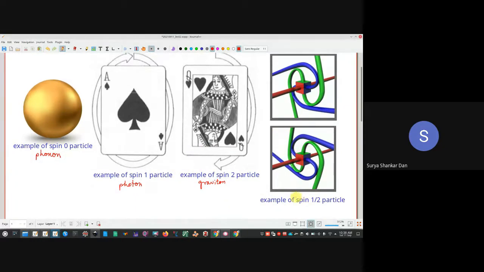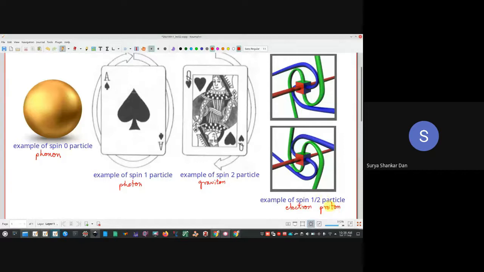Now, the spin half particle, typical example is electron. Now, in your +2 in high school, you have studied, right, that atoms are essentially made of electrons, protons, isn't it? So spin half particles are electrons, protons, and all that.